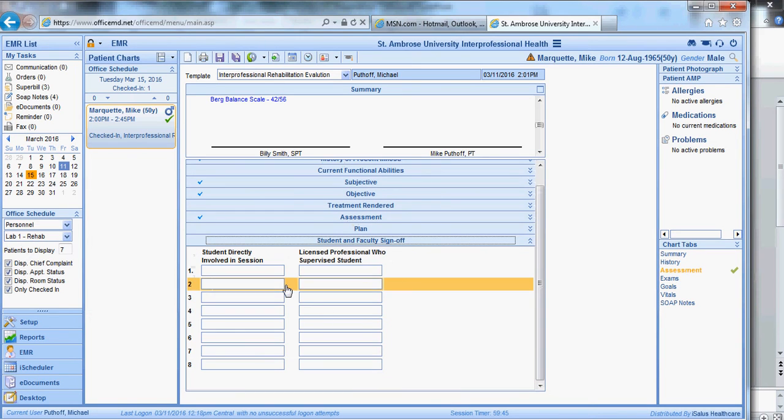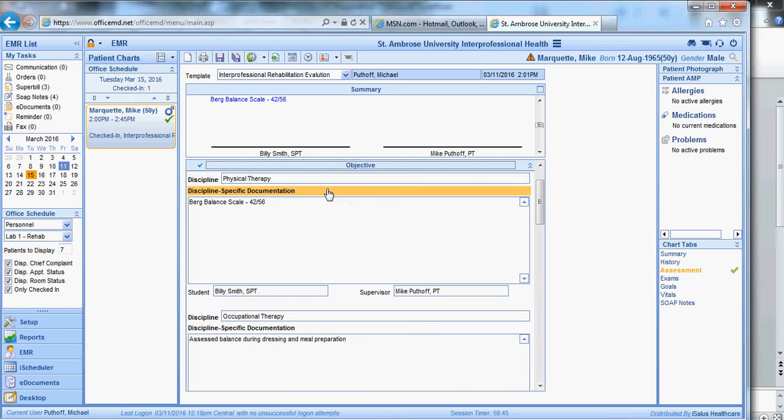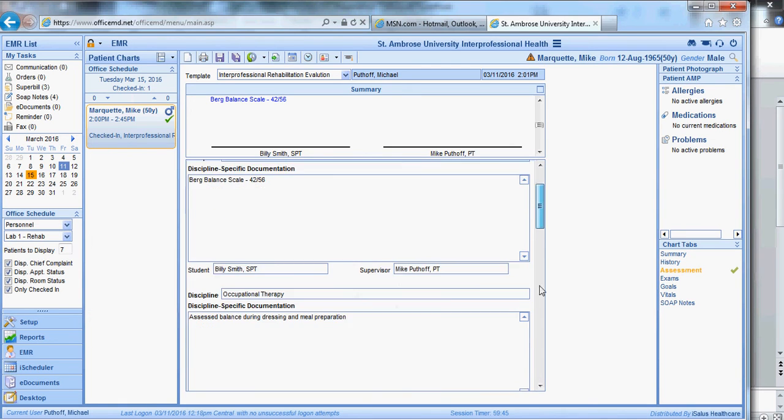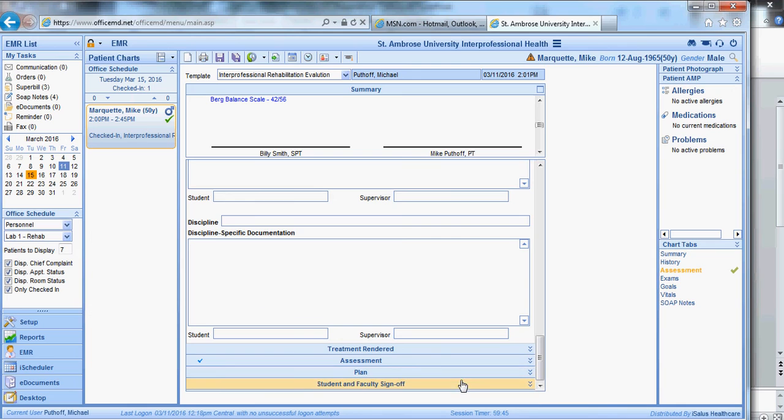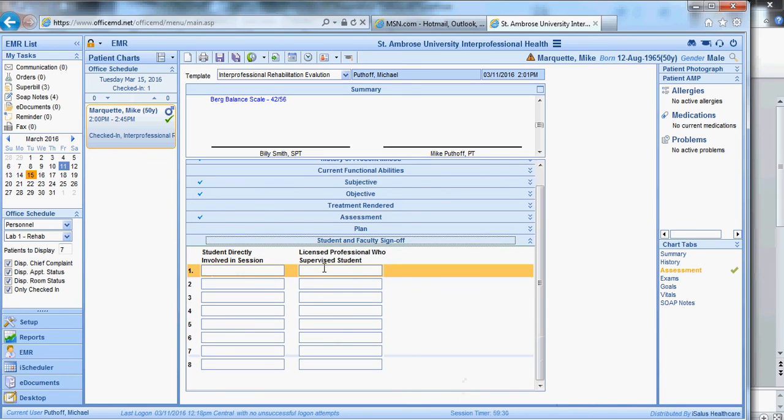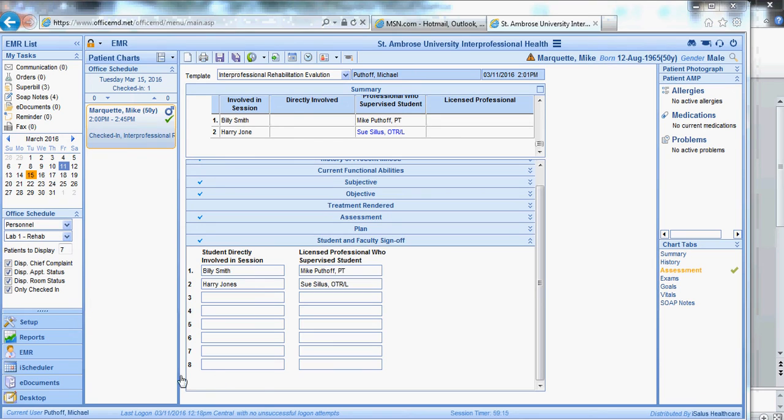Student and faculty sign up, even though up above, we did document which student and supervisor are there. At the end, we want to have a grand list of this. So every student and every faculty advisor or licensed professional should be documented here, even though it's repetitive from above. And I'll show you why that's important in a little bit. So you see I've typed those names in at this point.